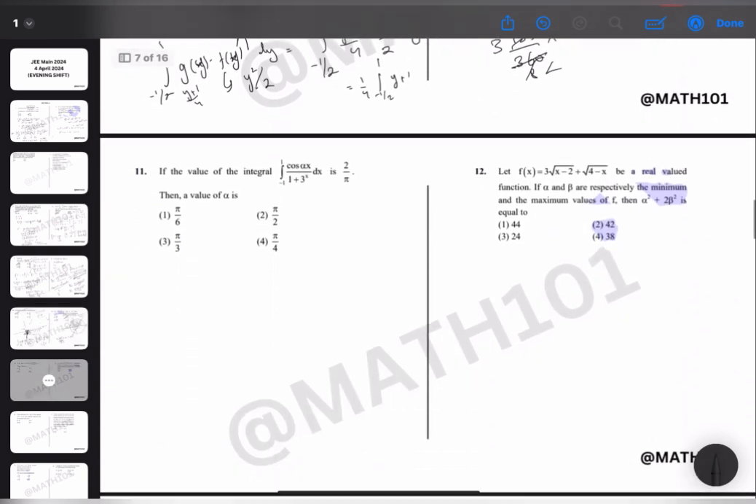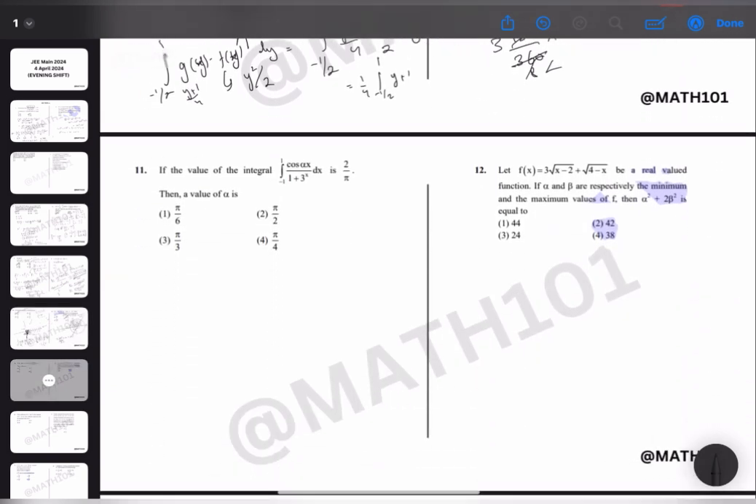Moving on. The value of integral of cos alpha x upon 1 plus 3 to the power of x dx is 2 by pi. So we'll first apply the King rule, which says that integral a to b f of x is equals to integral a to b f of a plus b minus x dx.